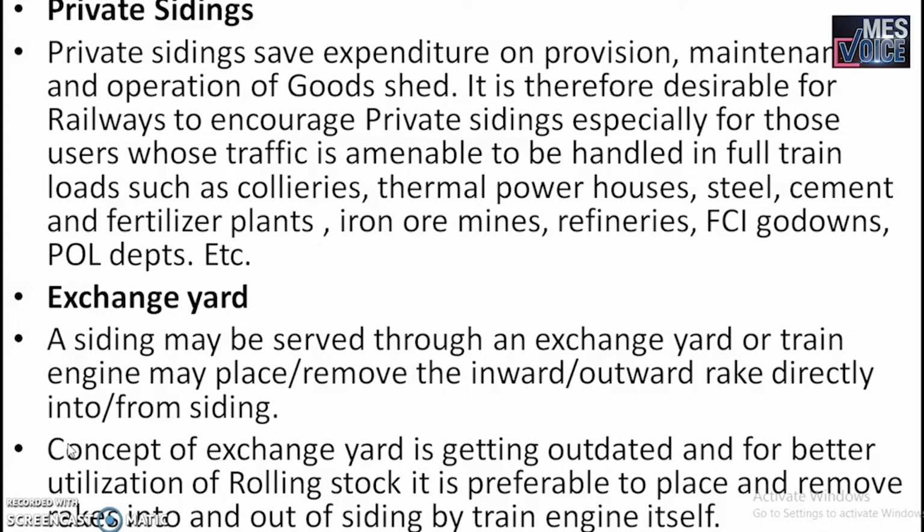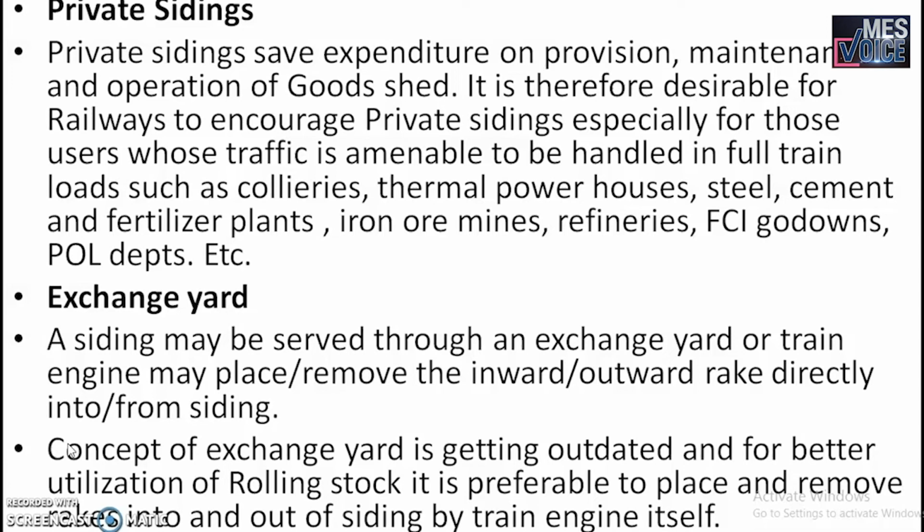It is therefore desirable for the railways to encourage private sidings for those users whose traffic is amenable to being handled in full train loads, such as thermal powerhouses, steel, cement and fertilizer plants. So the products can be directly loaded from the plant itself.